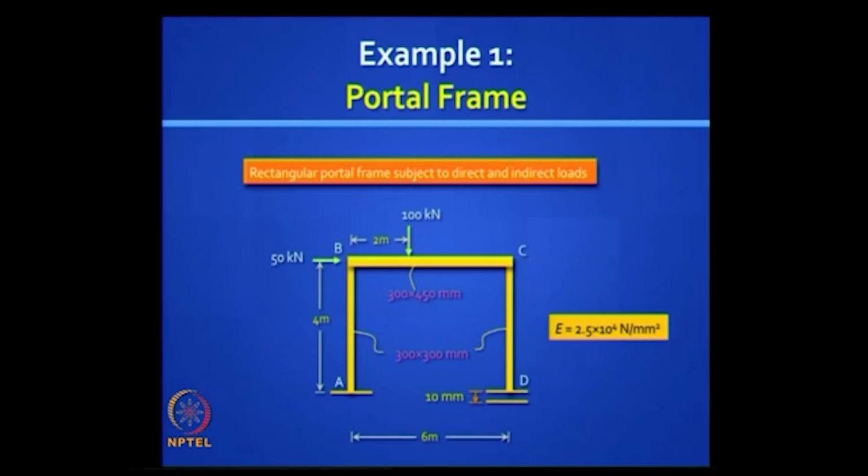The E value is given, the I value is not directly given, it's given in terms of the cross sections. So 300 by 300, the two columns are square, and the beam has a depth of 450 mm and a width of 300 mm. It's a typical single bay portal frame, and let's learn how to analyze this. We should know what the displacements are, at least at the joints, the maximum displacements.